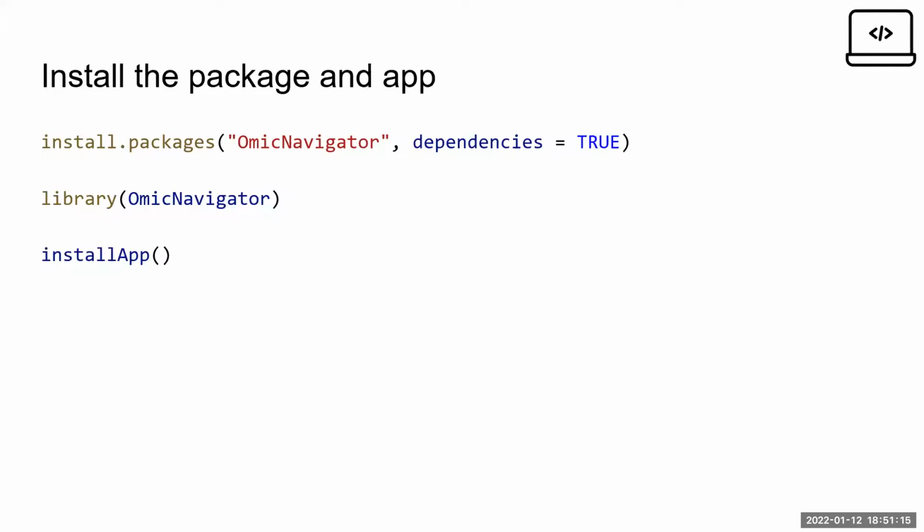Once they're done with the analysis, now the time is to prepare it for ingestion by OmicNavigator. This is also on CRAN. So install.packages("OmicNavigator") will get you the package locally, you load it, and then to get the JavaScript application, we provide a function called installApp. You only have to run that once, and you'll download the latest version of the app.